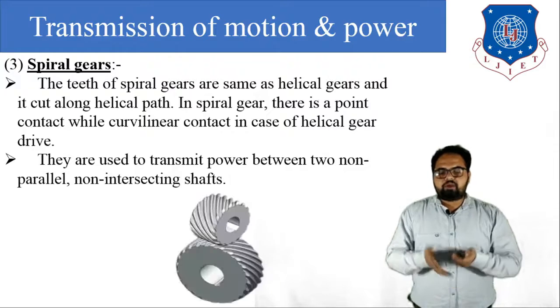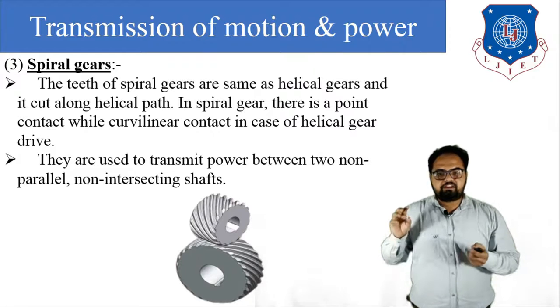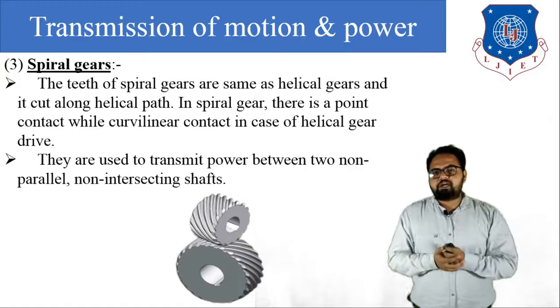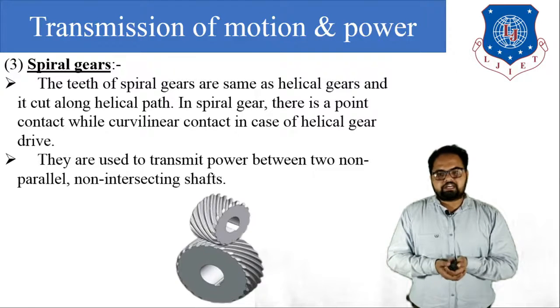Okay, here you can see that this is the spiral gear. Here you can see that the axis of the driving shaft and the axis of the driven shaft are different. They are non-parallel and non-intersecting shafts.